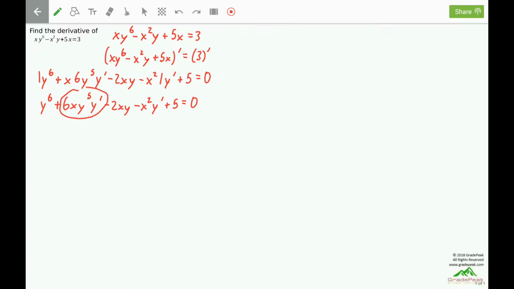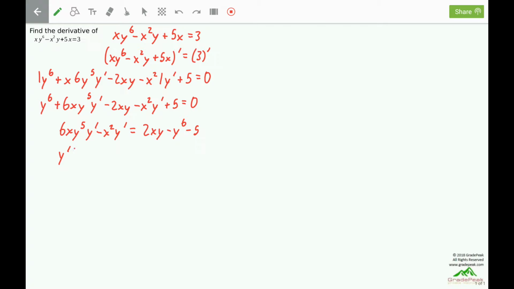Here are two terms that have y prime in them, here and here. We want to isolate these on one side. Let's leave them on the left, and we will move everything else to the right. So I will keep 6x, y to the 5th, y prime, minus x squared, y prime on the left. And the other three will move to the right. I'm going to start by moving the negative 2xy because it will become positive 2xy when we move it over. We add it to the other side. The y to the 6 will subtract over, and the 5 we will subtract over.